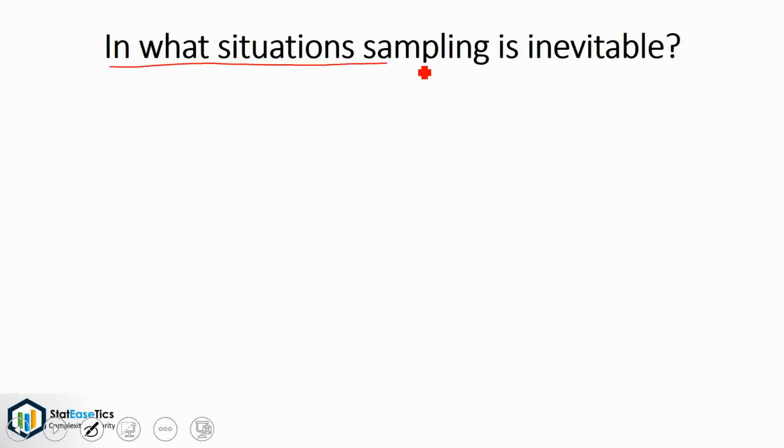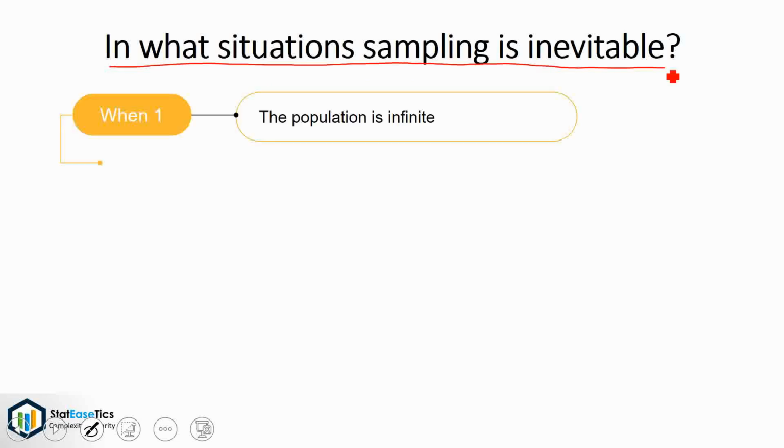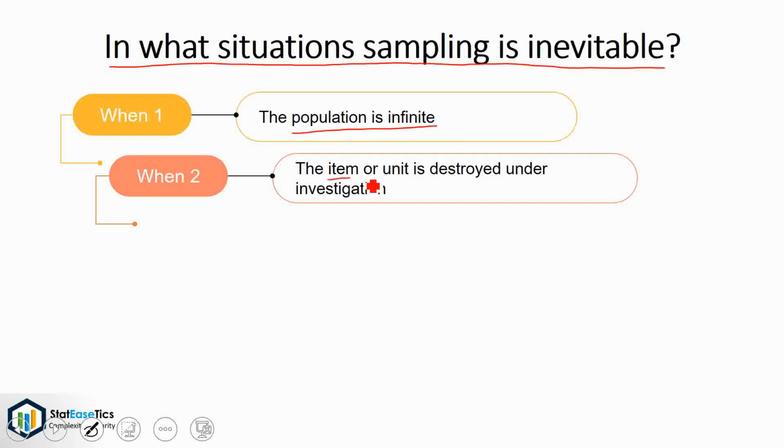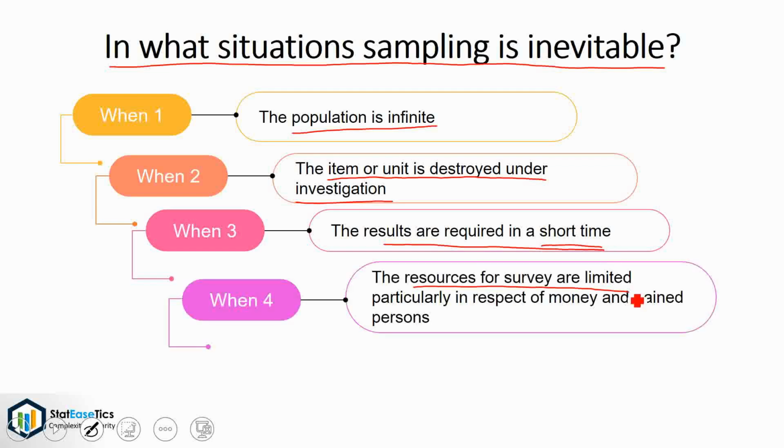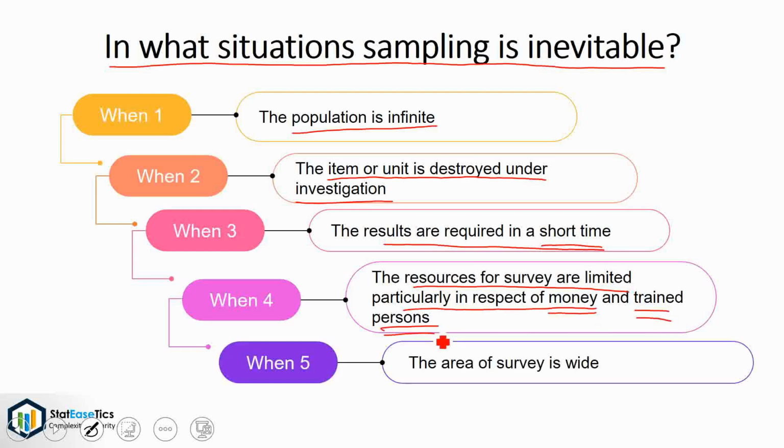In what situations is sampling inevitable? Sampling is inevitable when the population is infinite, when the item or unit is destroyed under investigation, when the results are required in a short time, when the resources for the survey are limited, particularly in respect of money and trained persons, or when the area of the survey is wide.